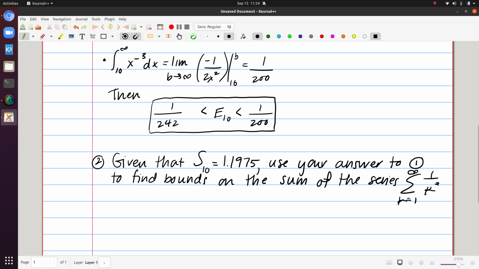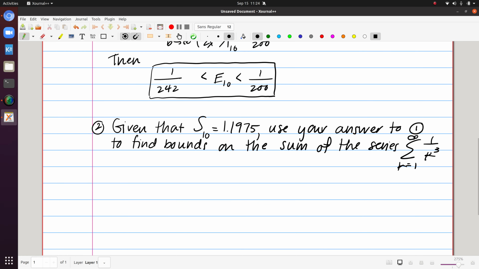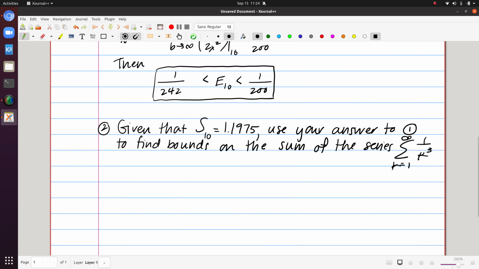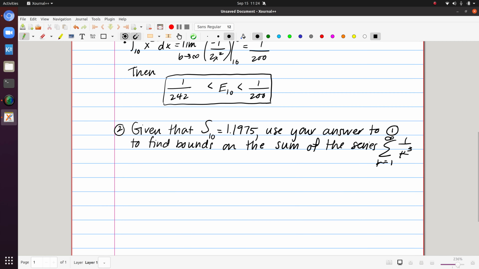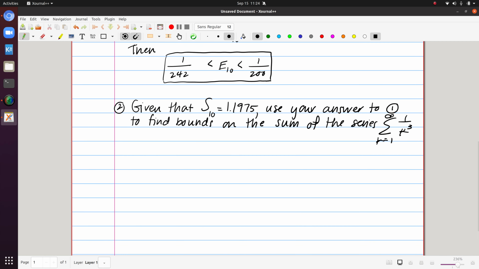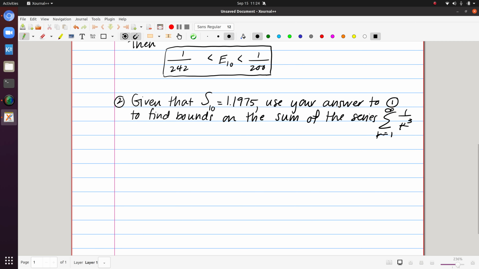So we know the sum from 1 to 10 is given in this question. And so given the knowledge of the sum from 1 to 10, and also our error bounds in that case, we want to produce bounds on the whole sum of the series. So that comes down to remembering how we defined the error. Remember here that e sub 10 is the true value of the sum, which is of course unknown, minus the 10th partial sum.